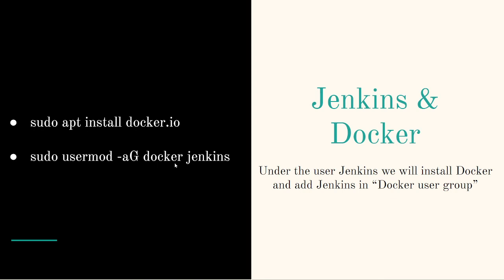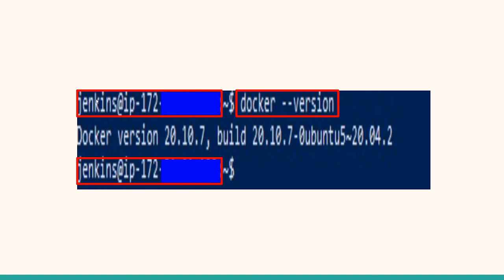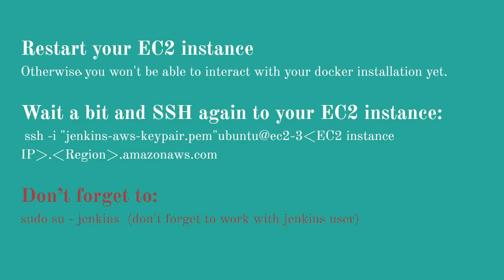Jenkins user, I mean. So sudo apt install docker, then sudo usermod, and we add the Jenkins user. So you see here Jenkins, we make sure we're under the Jenkins user, and we check for the version. If the version is coming out, that means the installation is good. We need to restart the instance to be able to interact with Docker installation, like the new settings. We wait a bit, and after we SSH again to your EC2 instance. So we reconnect to the EC2 instance. So don't forget to do again sudo su dash Jenkins. So don't forget to work with Jenkins user.